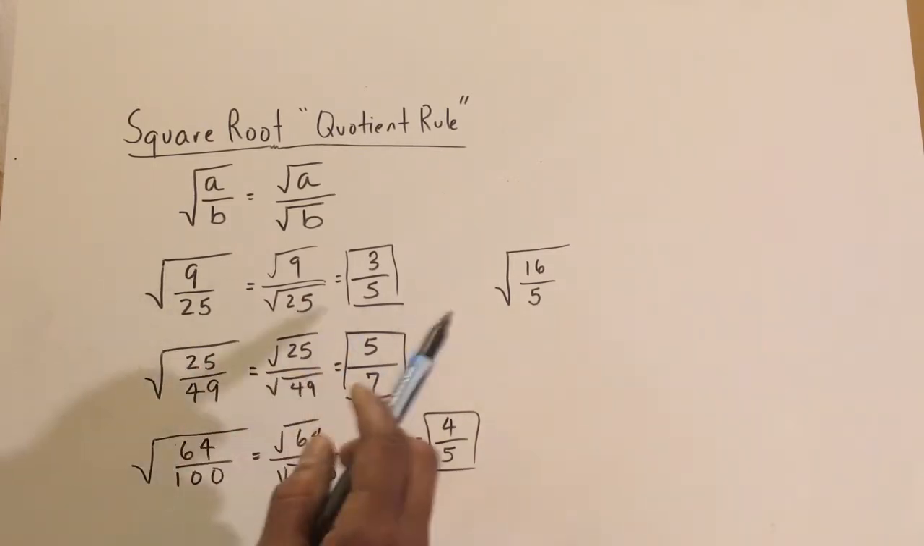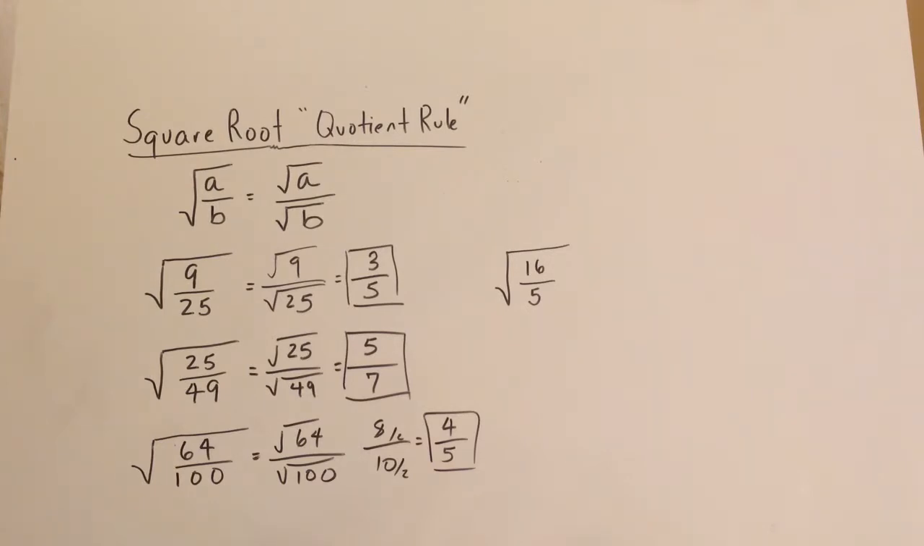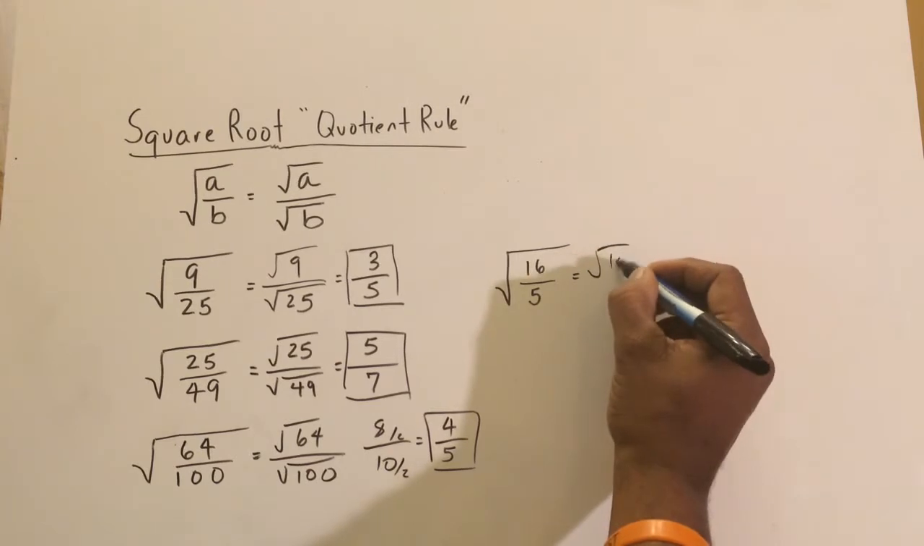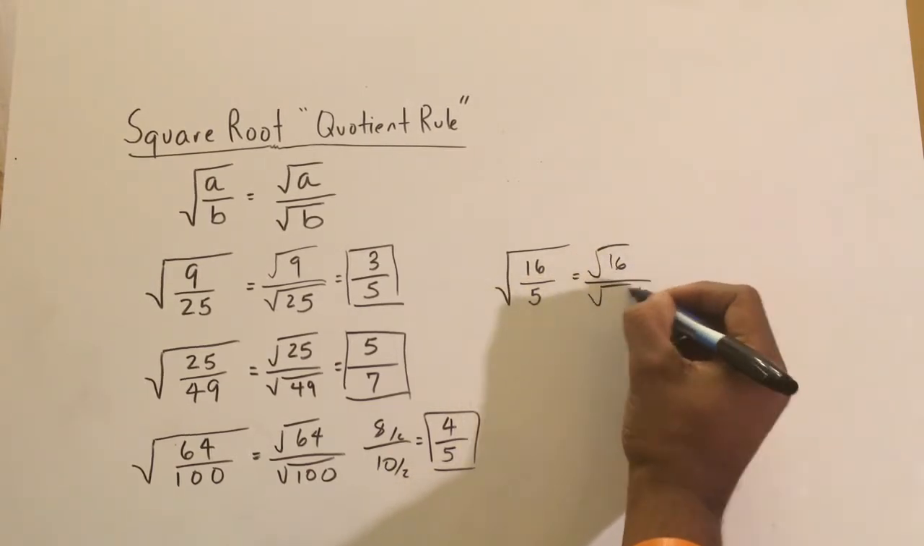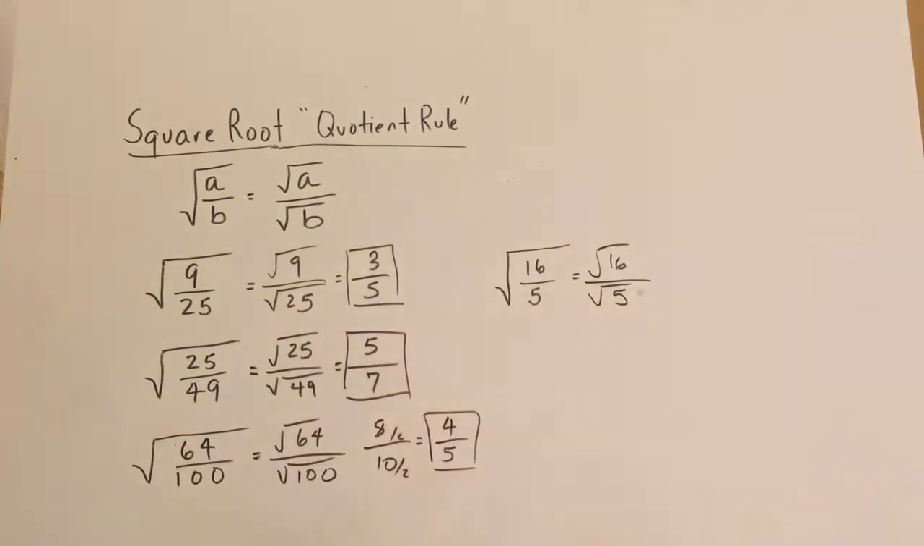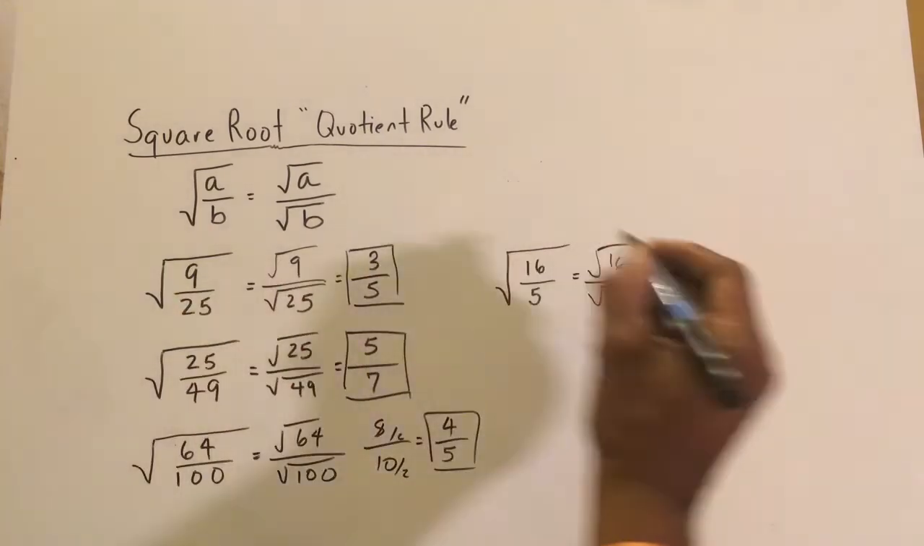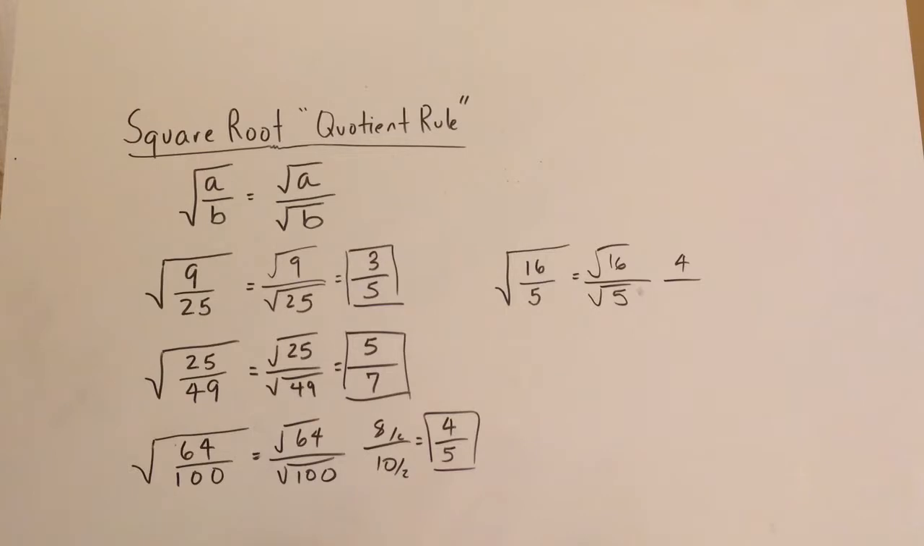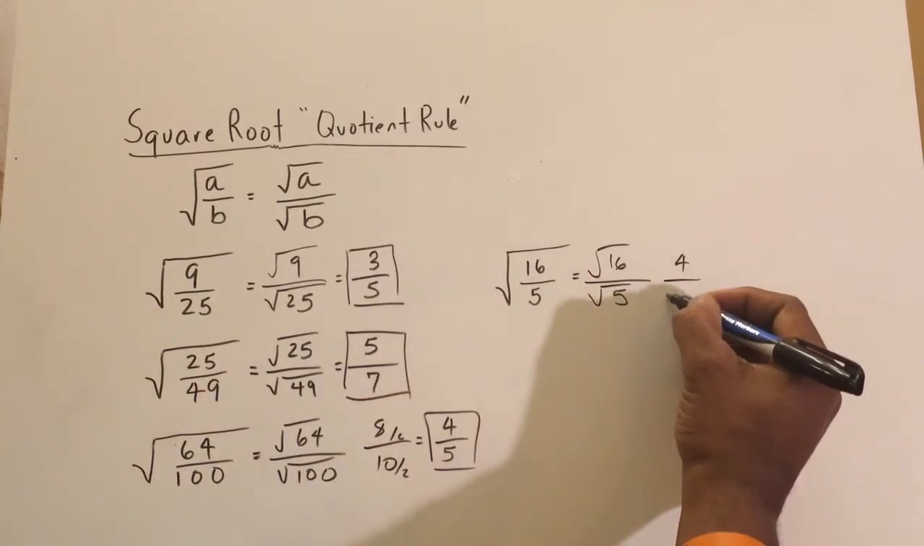Now lastly, we have this example of the square root of 16 over 5. Watch carefully because this is a special kind of square root. Using the quotient rule, we simplify by writing the square root of 16 over the square root of 5. Now we can take the square root of 16, which is 4, but the square root of 5 is not a perfect square, so it remains root 5.